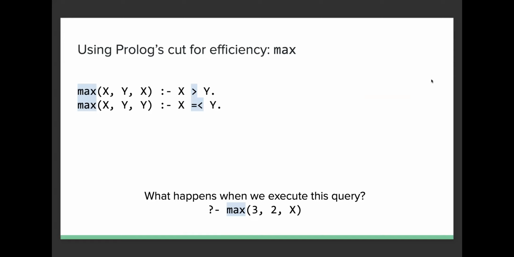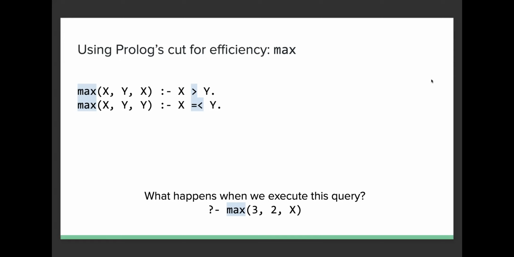Well, one idea is to use cut to improve efficiency of programs. So here's one example. It's a very simple example. This is a predicate that computes the maximum of two values. So we have three values, x, y, and z, and z is the maximum of x and y, right? So if x is greater than y, then the maximum is x, right? So that's what the first line of this definition is about. Now, if x is less than or equal to y, then y is the maximum, right? So this is a possible definition that we can use for maximum.